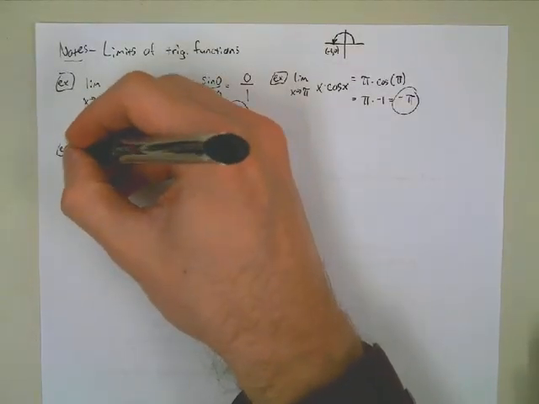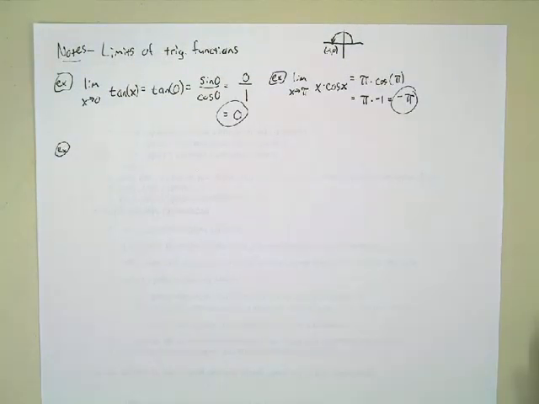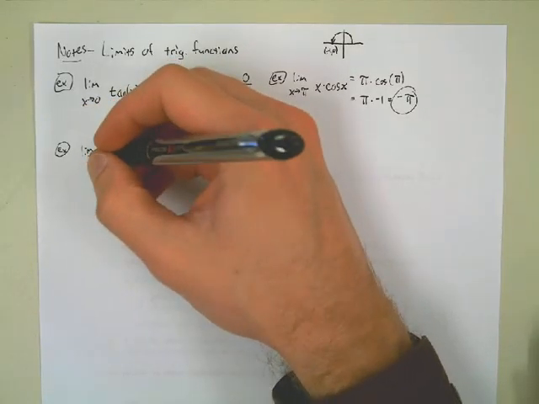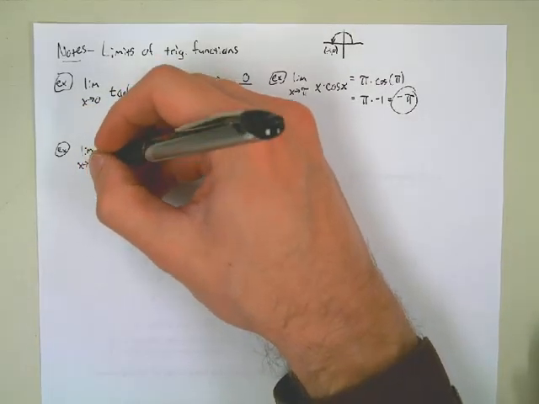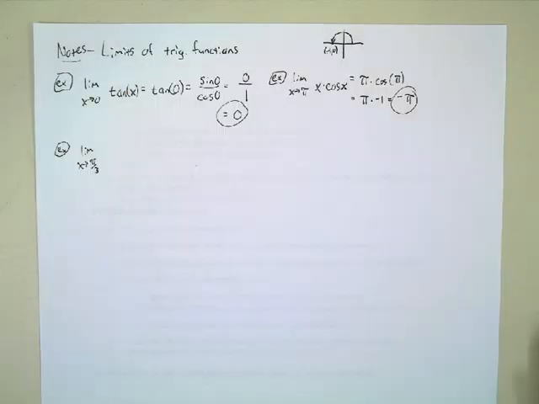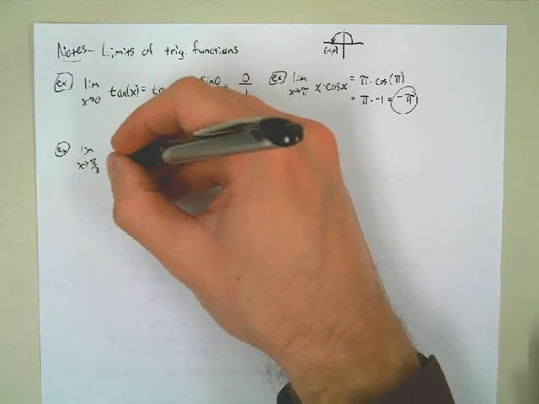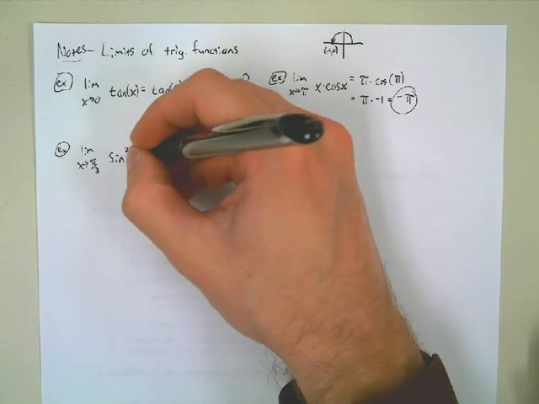Another example. We'll do 2 more examples, and I'll have you guys try 2 on your own. Okay, limit as x approaches pi over 3, not too shabby, of sine squared of x.